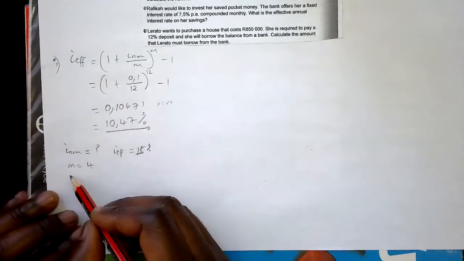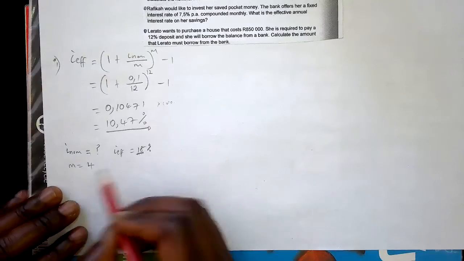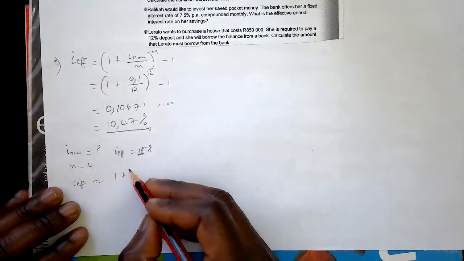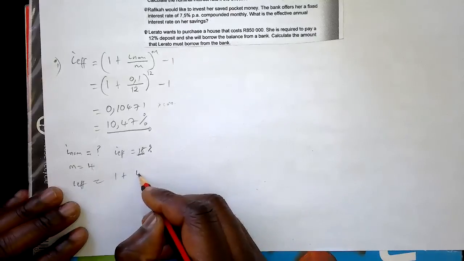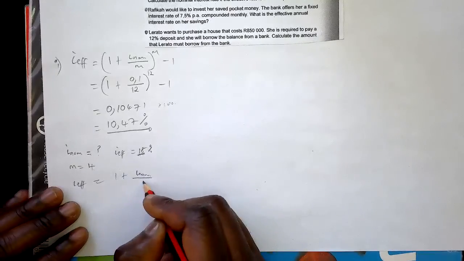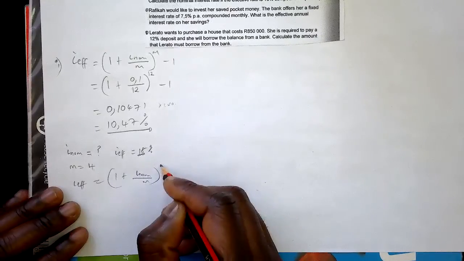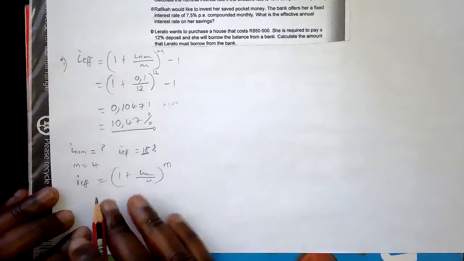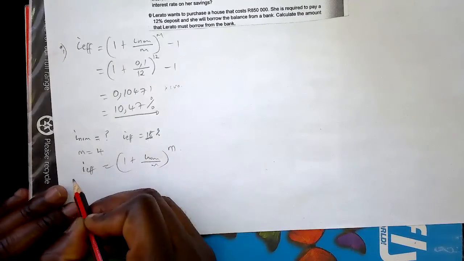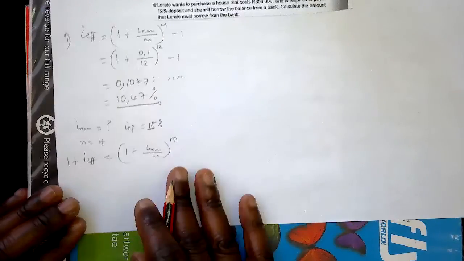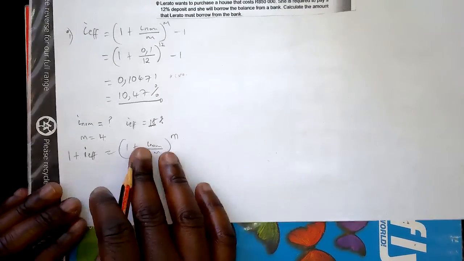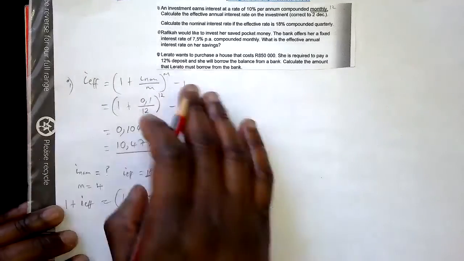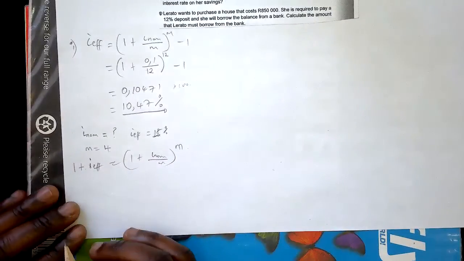So now what are we going to do? We're going to say I effective is equal to 1 plus I nominal over M, to the power of M. This is the real formula here. I just put the 1 there because we are looking for I effective, but the actual formula should be like this.